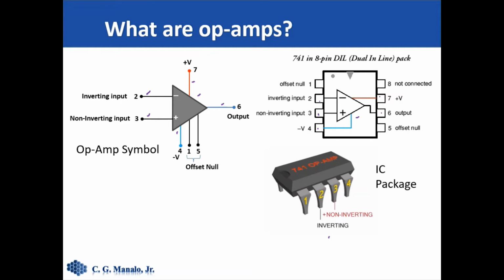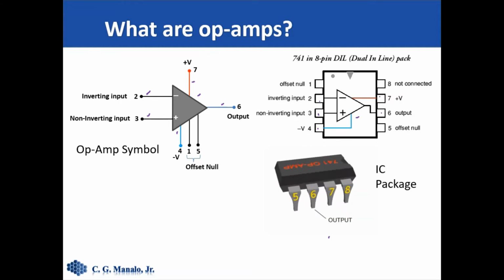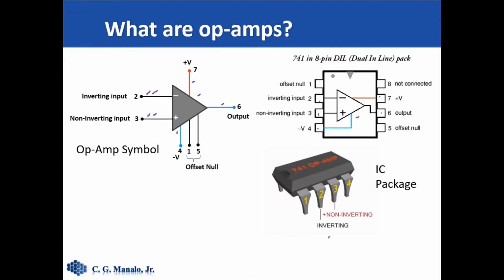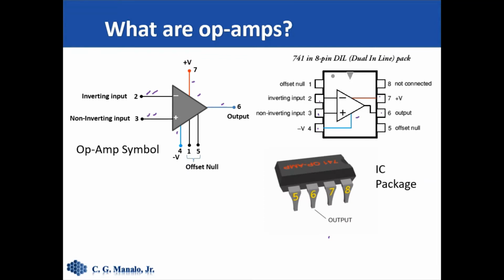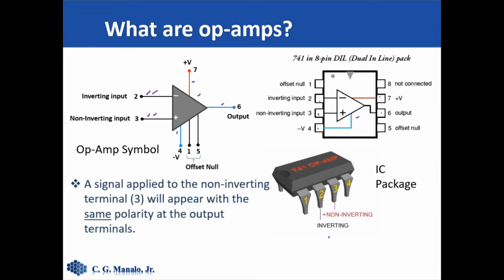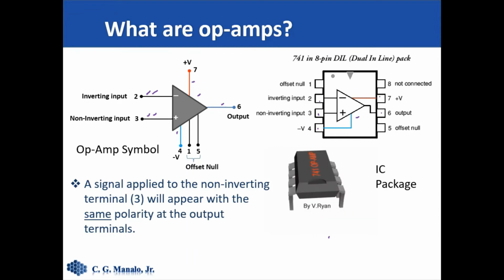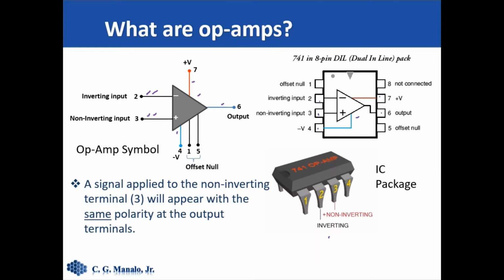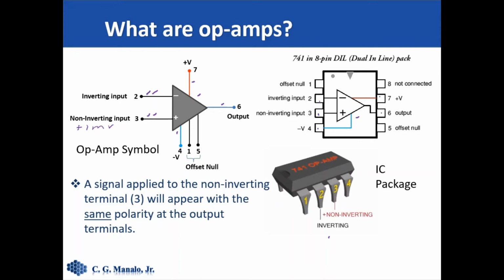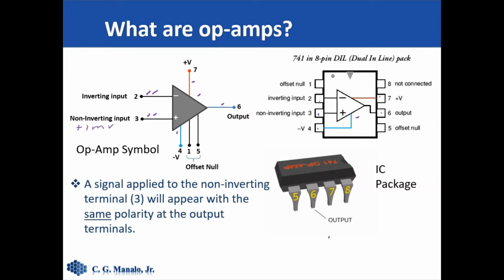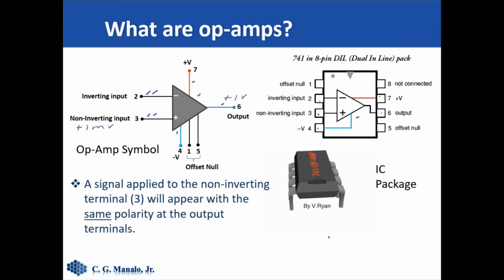As mentioned, an op-amp has two inputs: the inverting and the non-inverting. So what is the difference between these two inputs? When I apply a signal to the non-inverting input, let's say I feed it with positive 1 millivolt, I could get, let's say, positive 1 volt. So that is an amplification of 1000.